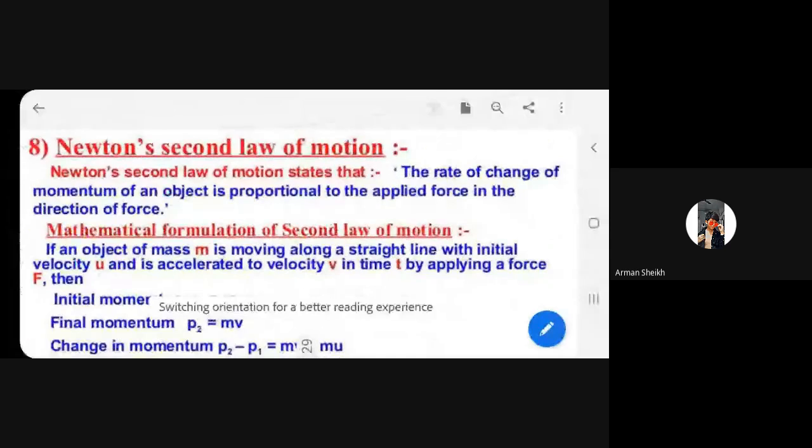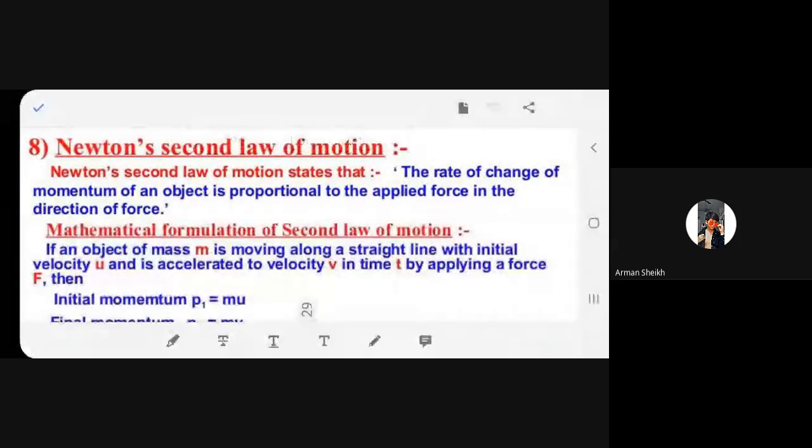I had to restart because I did not get any voice from your side. Okay, please start reading then. Number 8. Newton's second law of motion. Who is reading? Who was reading earlier? Me, ma'am. Start.